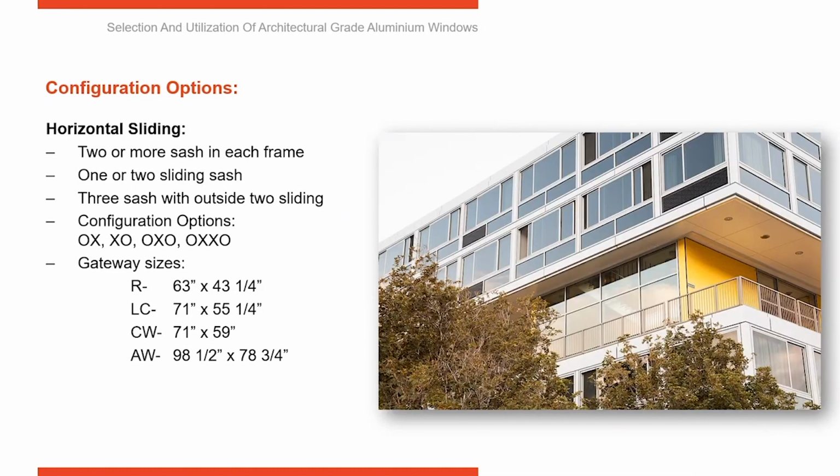Here's an example of horizontal sliders. If you look at these, they are considered XOX. You've got a large fixed unit in the center, and then two smaller sash that slide back and forth behind it. So that would be considered an XOX configuration.